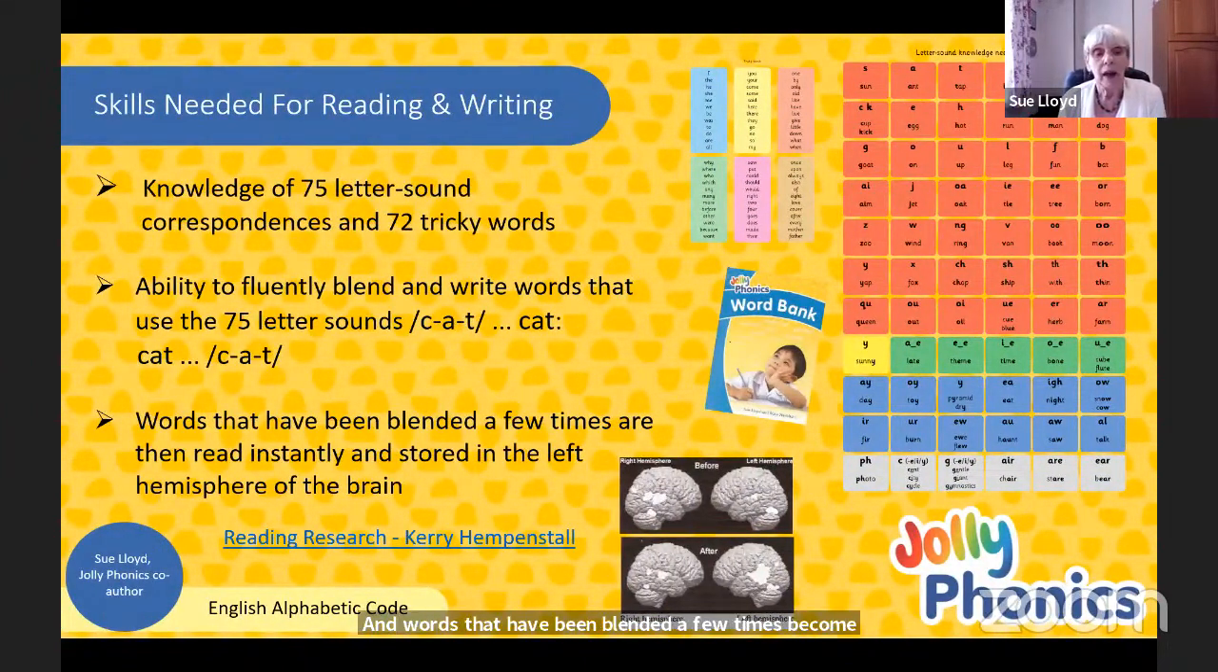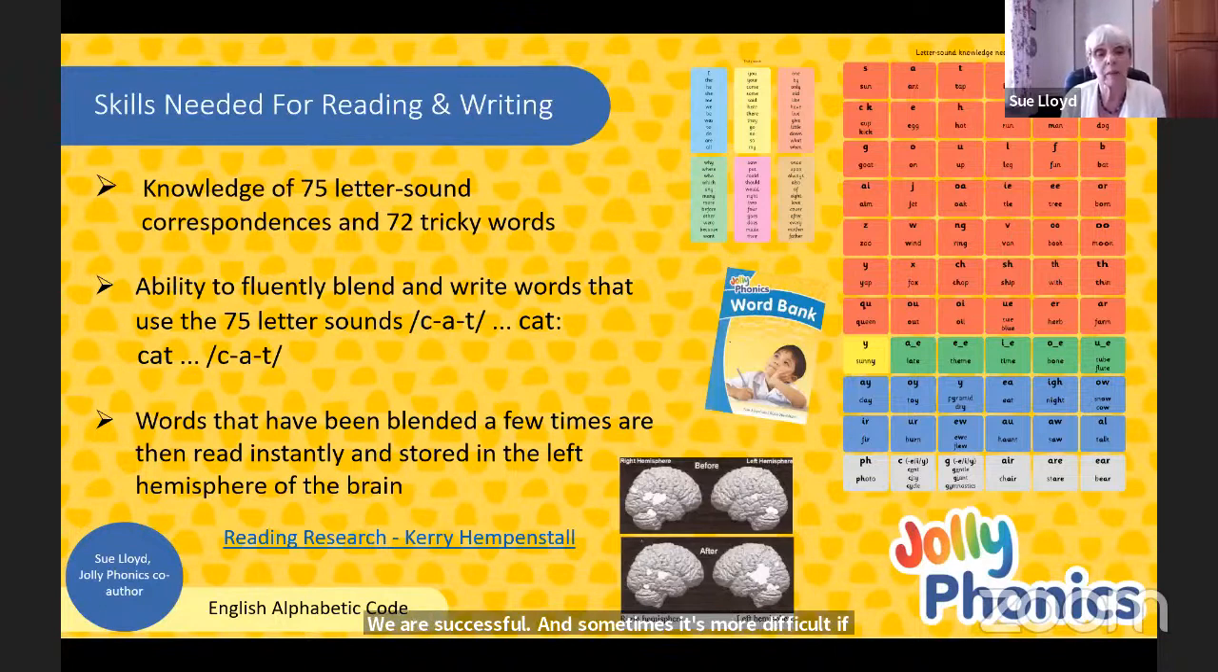And then once you've done that blending a few times, it's in the brain. And then the brain automatically works it out and tells you what the word is. And that's how it works. And we know that as adults, because sometimes we come to a word that we've never seen before. And what do we do? We try and work it out. And most of the time, if that word is in our vocabulary, we are successful.